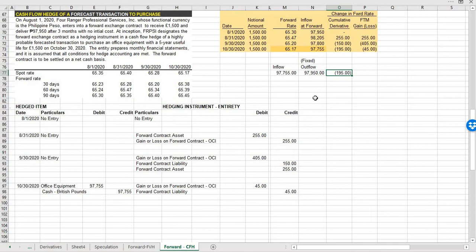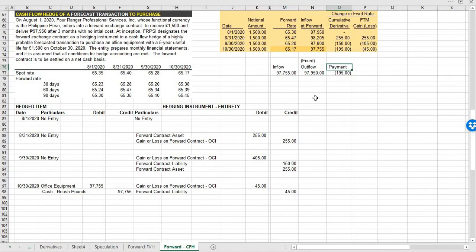So, syempre, kahit yan ay unfavorable, since ito ay forward contract, wala tayong choice. Kasi ang holder, which is tayo, meron tayong obligation. So, kung ito ay obligation, wala tayong choice kundi gawin kung ano yung terms ng contract. So, ibig sabihin, yung 195, kailangan natin niyang bayaran kasi mas malaki ang outflow.